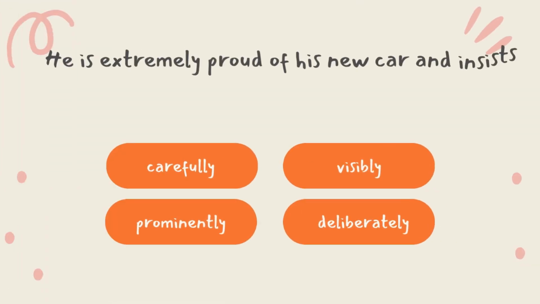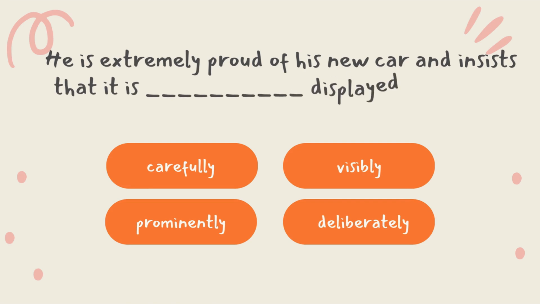Question 2. He is extremely proud of his new car and insists that it is blank, displayed outside his home. Is the correct answer A. carefully, B. visibly, C. prominently, or D. deliberately?